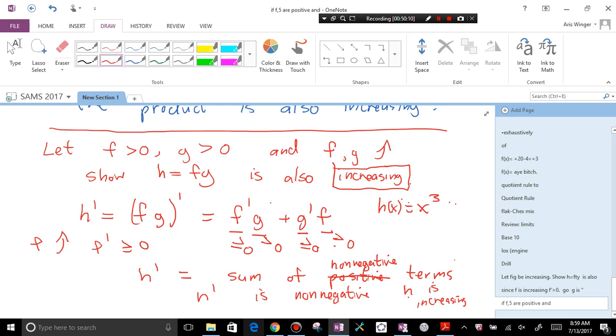Excellent. Please. If F prime equals 0 and G prime equals 0, then H prime equals 0, but how do you know that's increasing or decreasing?